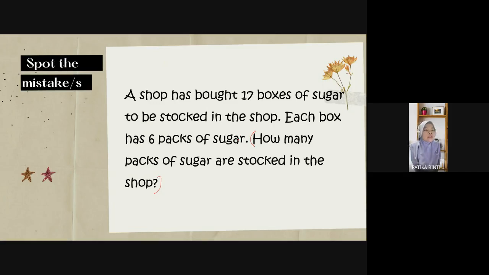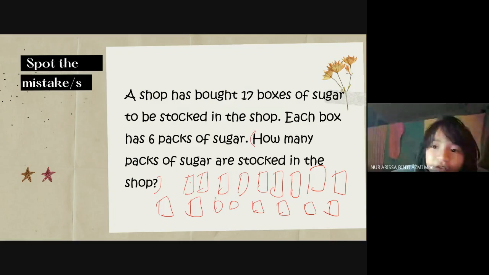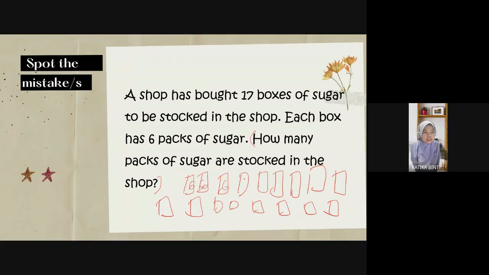Okay, now, how to solve this question? What is the operation involved? See, there are 17 boxes, right? You imagine, how many boxes? 17. How many is there? 1, 2, 3, 4, 5, 6, 7, 8, 9, 10, 11, 12, 13, 14, 15, 16, and 17. Each box has how many packs of sugar? 6. Okay, this one is 6. 6, 6, 6, 6, 6.